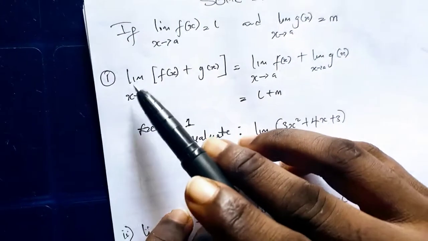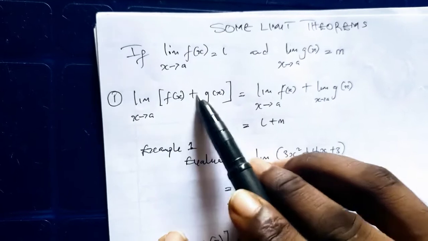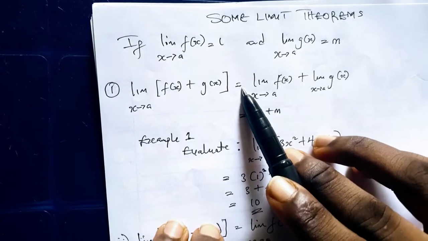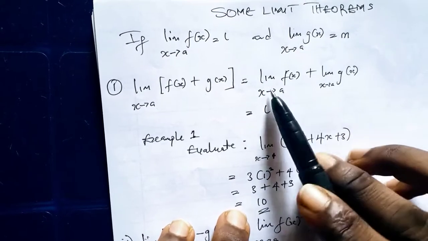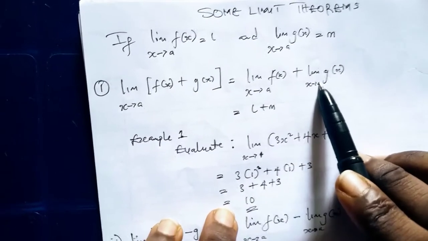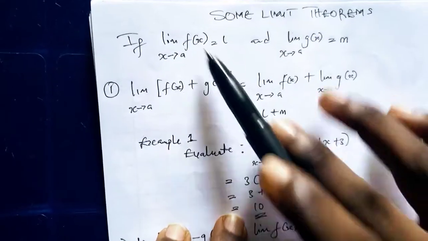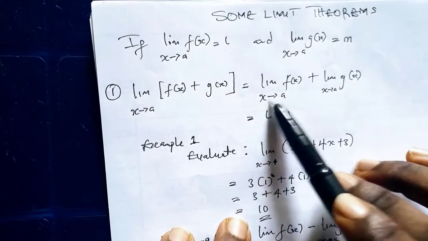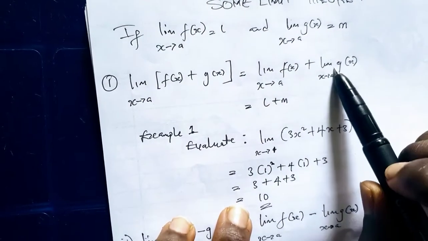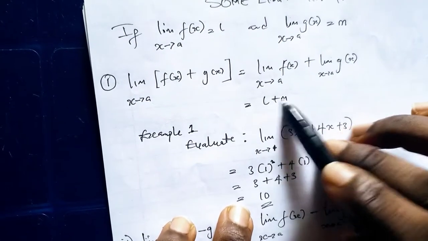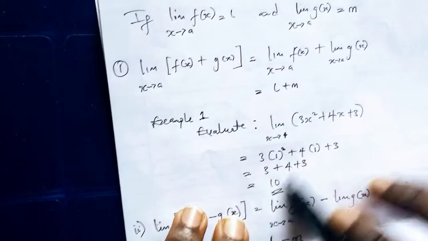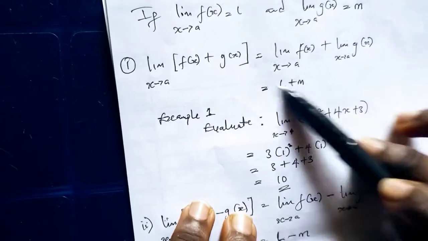Now, the first is if you are given the limit of f of x plus g of x as x approaches a. It's the same thing as saying the limit of f of x as x approaches a plus the limit of g of x as x approaches a. Recall that I said that the limit of f of x as x approaches a is L. So since we know it is L and this is M, we just add both together and our answer comes out. So this is the example to show for this theorem.